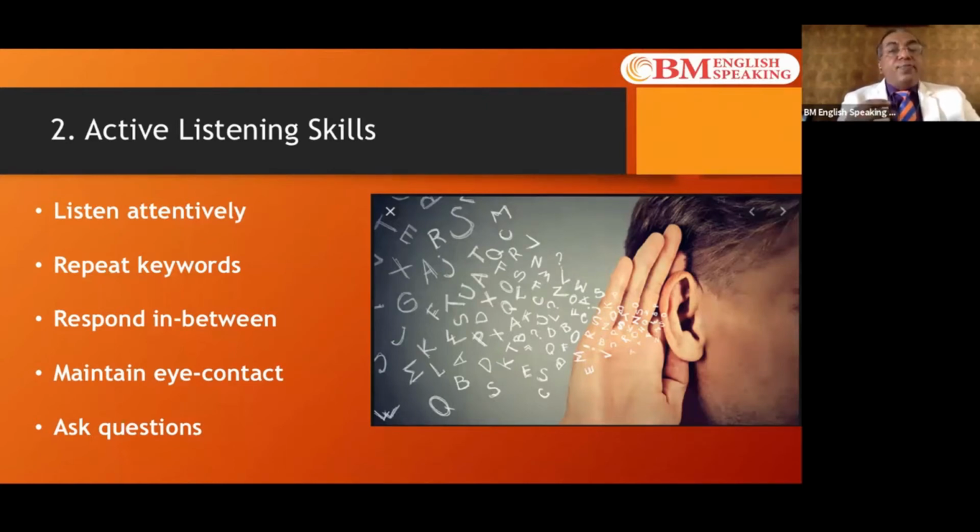So when somebody is speaking, a senior is speaking, or a colleague is speaking, make sure that you respond in between. Also, when you're having a face-to-face interaction, I'm looking at the camera and speaking, so you feel I am looking at you and speaking.